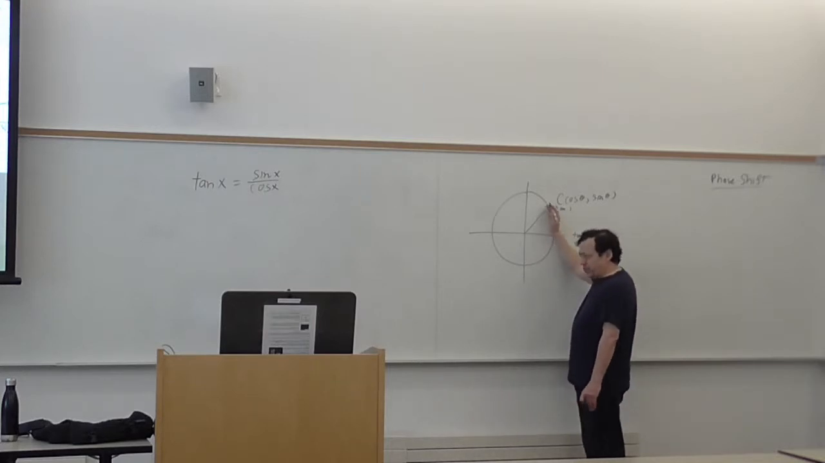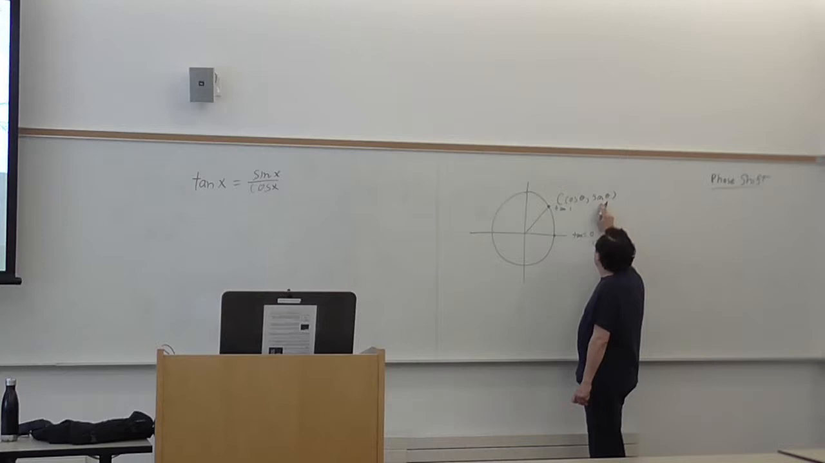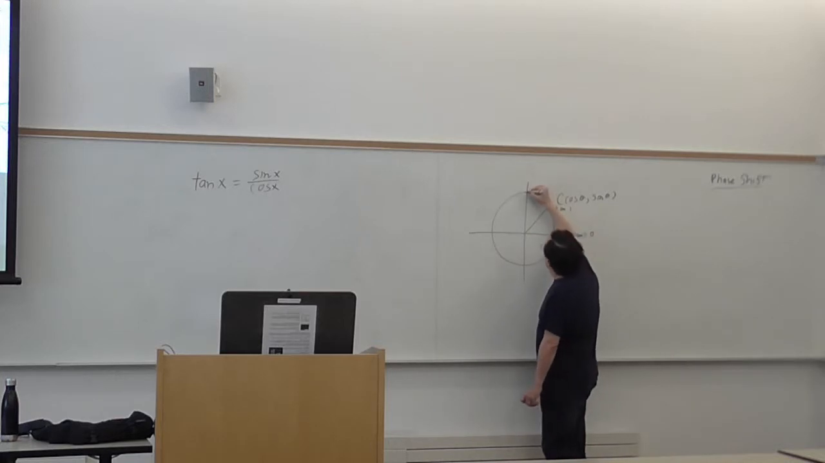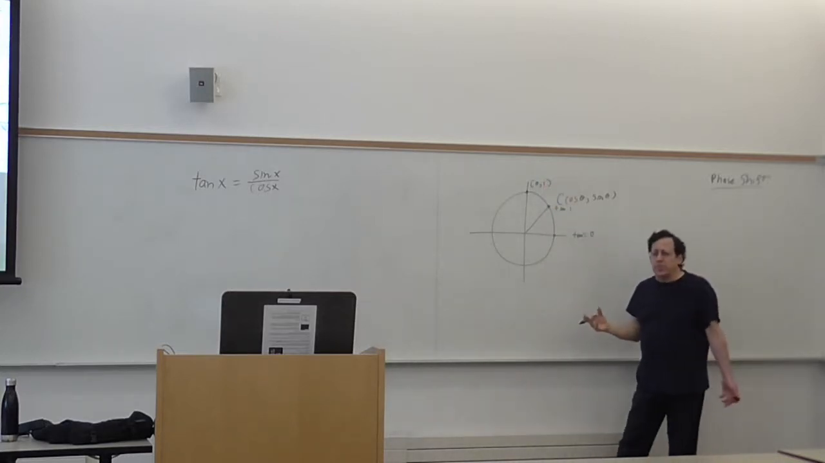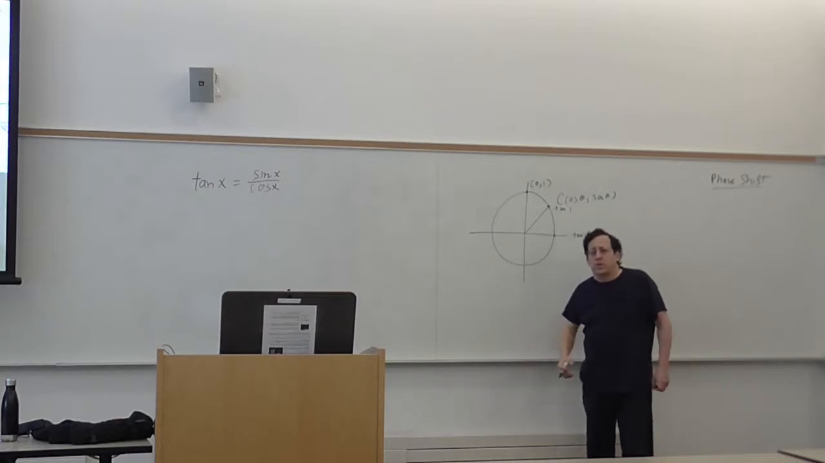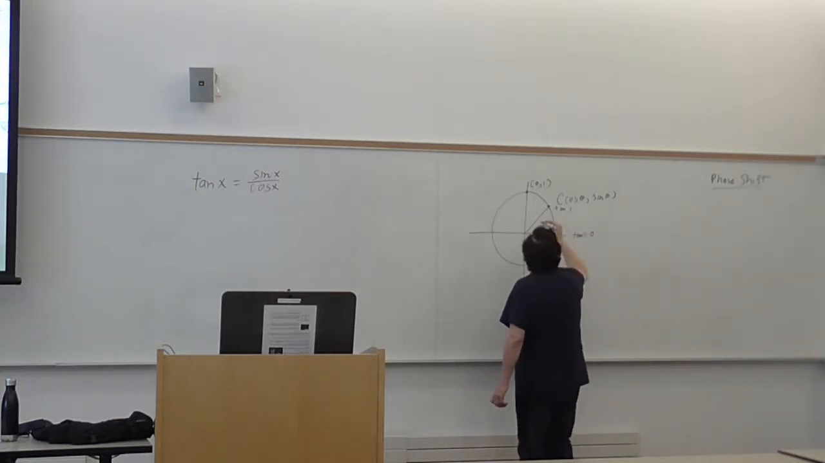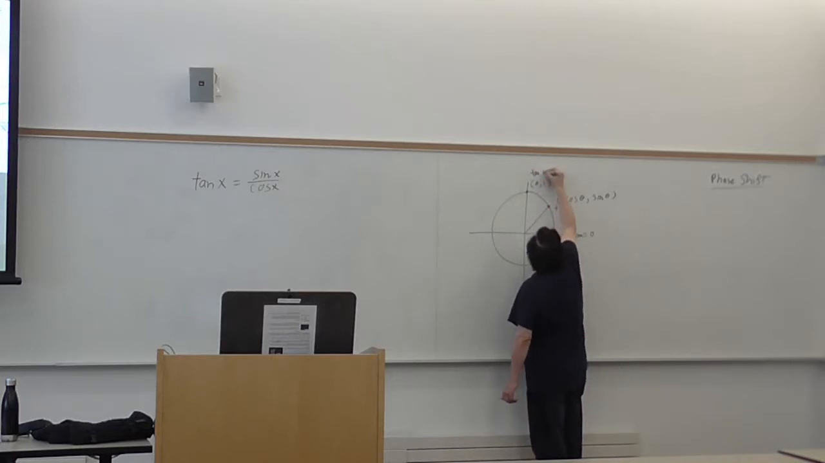And if you think about it, as we move upwards, the sine keeps getting bigger, the cosine keeps getting smaller, so the tangent's going to keep increasing. And then finally, when we get to 90 degrees, what do I have here? My cosine is now 0, my sine is 1, so what happens to my tangent function at that point? It's undefined, right? Okay.